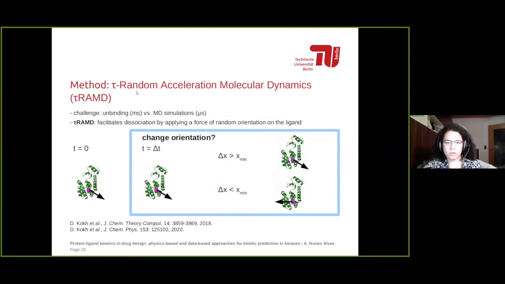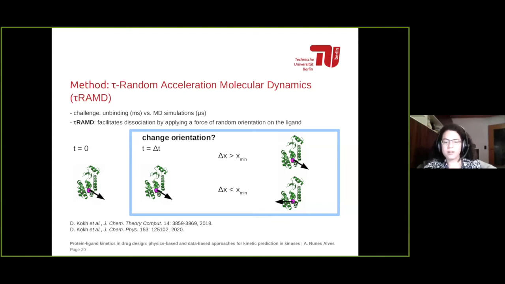Tau-RAMD means tau random acceleration molecular dynamics. The idea is that in this method, we facilitate dissociation of the ligand by applying a force of constant magnitude and random orientation to the center of mass of the ligand. Constant magnitude is important because here we don't have absolute k-off values, but we can compute relative k-off values and compare the different ligands to say which one has a longer or shorter residence time. In this work, we used the version of tau-RAMD developed in 2018 by my former boss, Rebecca Wade, and my former colleague, Daria Kokh. This version was for NAMD. Nowadays, there's another version available for GROMACS, published last year.